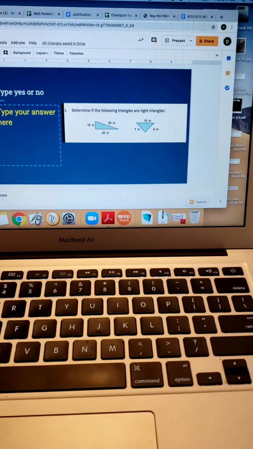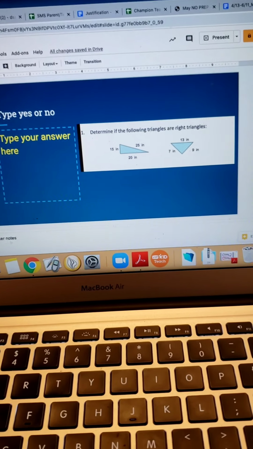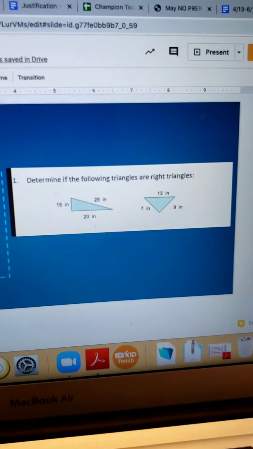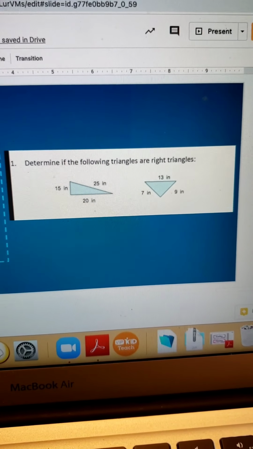Good morning. So today is just going over the Pythagorean theorem again, and then a little bit on area and combined areas. So we remember our Pythagorean theorem is going to be a squared plus b squared equals c squared.